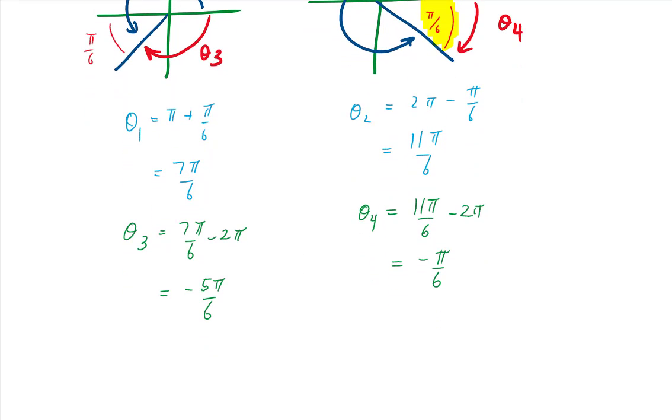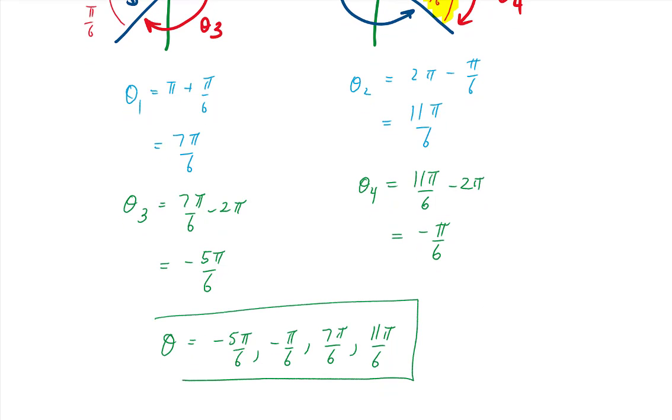So you see for this example, we have 4 solutions. So theta can equal negative 5 pi over 6, negative pi over 6, 7 pi over 6, and 11 pi over 6. And again, that is because our interval goes from negative 2 pi to positive 2 pi.